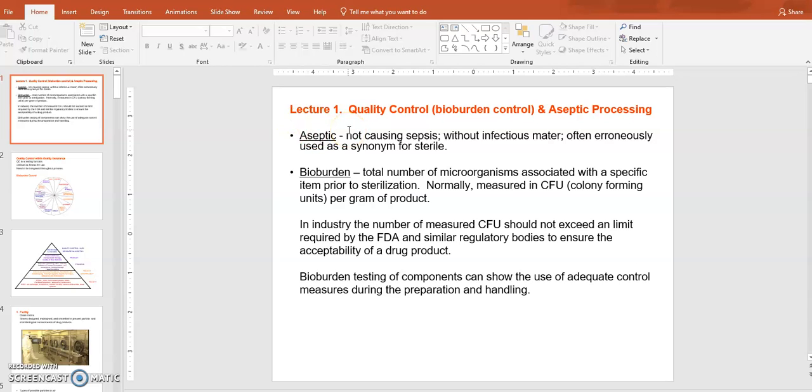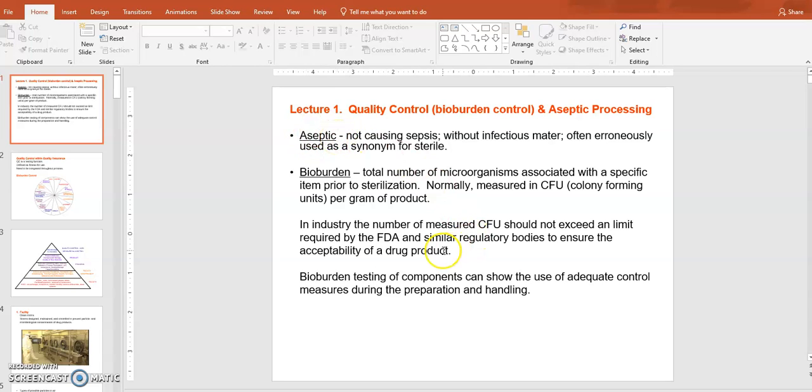So it means doing everything clean in a controlled environment, right? It could be used as a synonym for sterile as well. Sterile means the complete elimination of bioburden, no contaminating agents. So you do everything as much as possible to provide an aseptic condition. That's what you want to do.